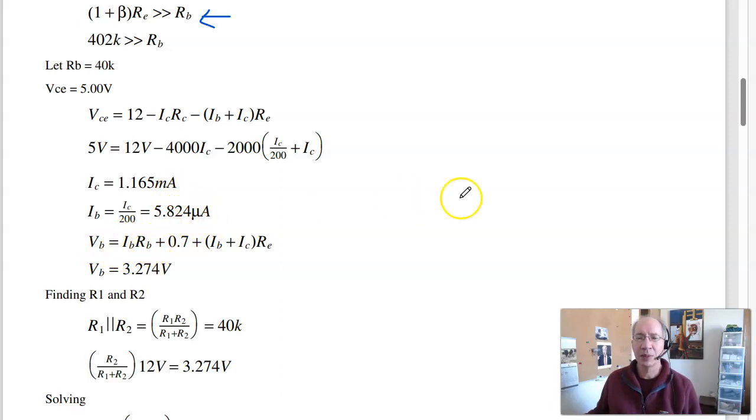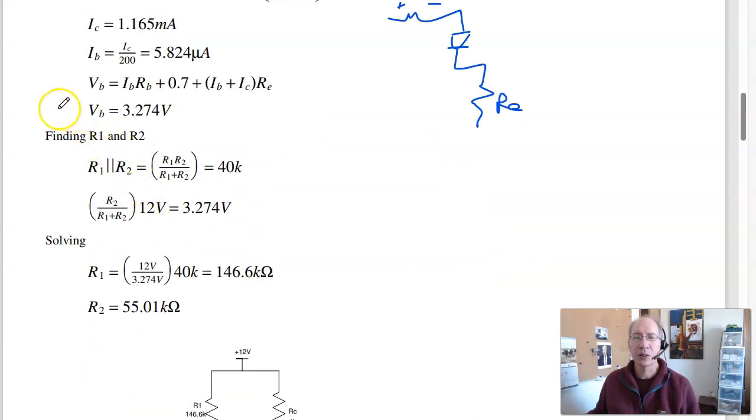So it's IB times RB, and you got this circuit over here. Here's your diode. There's RE. It's this voltage, IB times RB, plus 0.7, plus IB plus IC times RE. 3.27 volts. So this is V Thevenin.